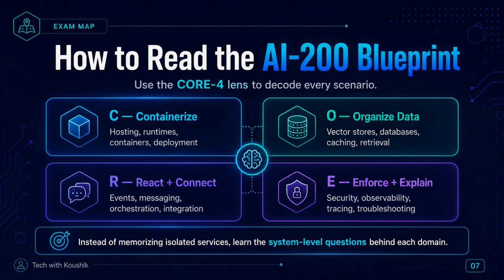Container Apps belongs to runtime. Cosmos DB belongs to data. Service Bus belongs to reliable messaging. OpenTelemetry belongs to observability. This is much easier than memorizing every service separately.